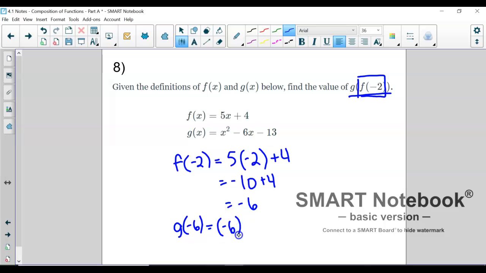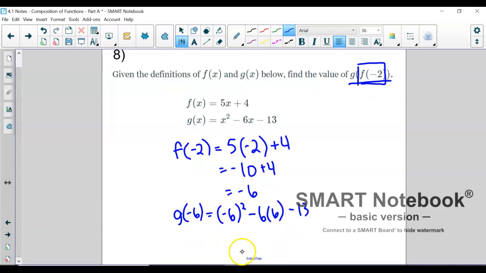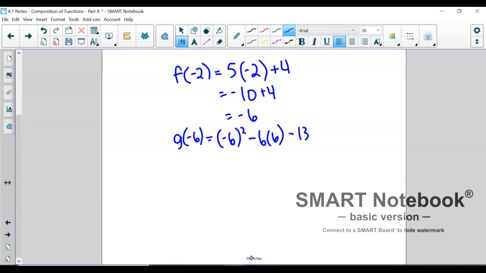We'll have negative 6 squared minus 6 times 6 minus 13. And we are just going to evaluate that. So negative 6 squared is going to be positive 36. Negative 6 times 6 is going to be negative 36, and then minus 13. Here, of course, these 36s are going to cancel, so we're going to get that g of negative 6 equals negative 13. So that would be our answer for this problem.